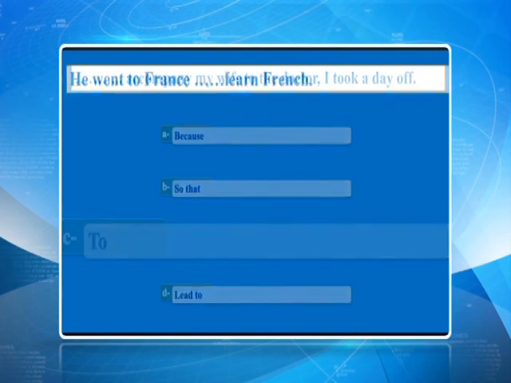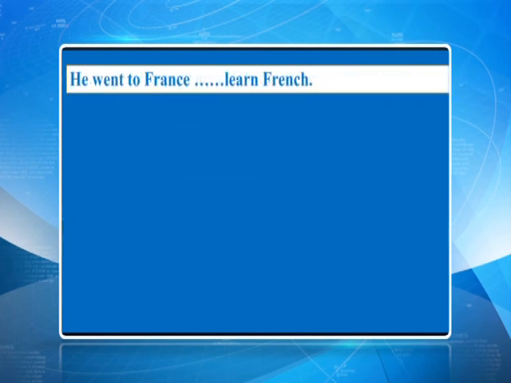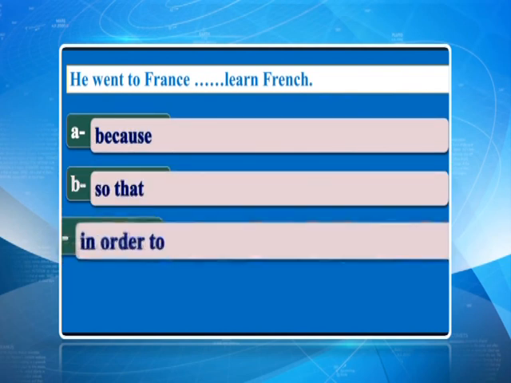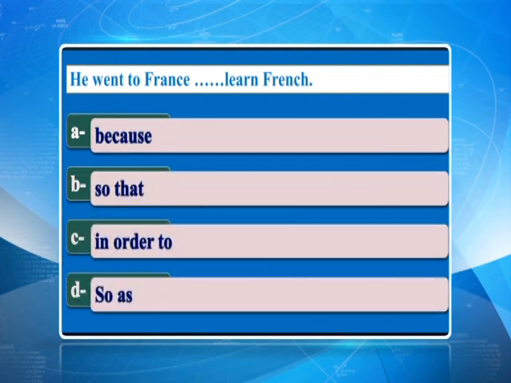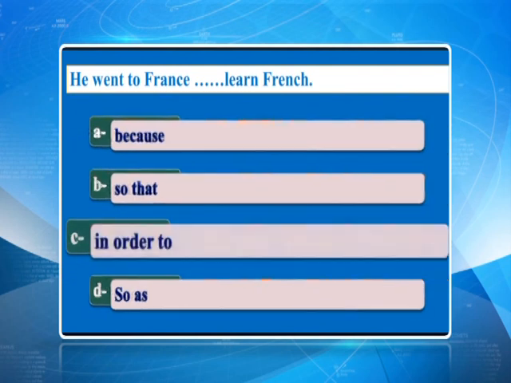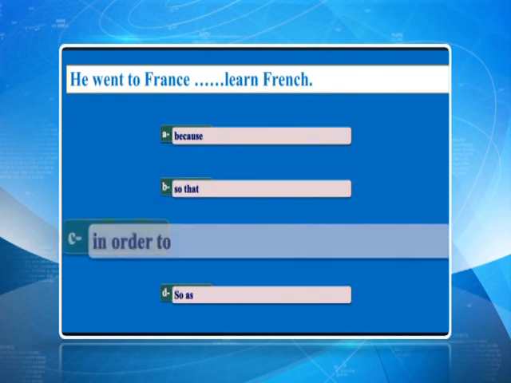He went to France, learn French, because, so that, in order to, or so as to, or simply so as, right? So he went to France, and the answer is in order to learn French. That's that. We have the verb here, learn. That's why we should use in order to and not so that. Because is not correct, because I am not giving a reason here, and also because I don't have a subject and a verb. Okay, I simply have a base form of the verb.